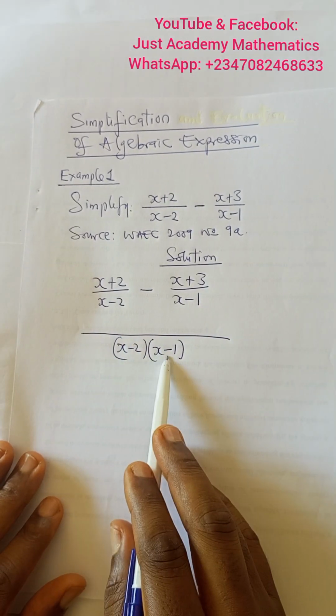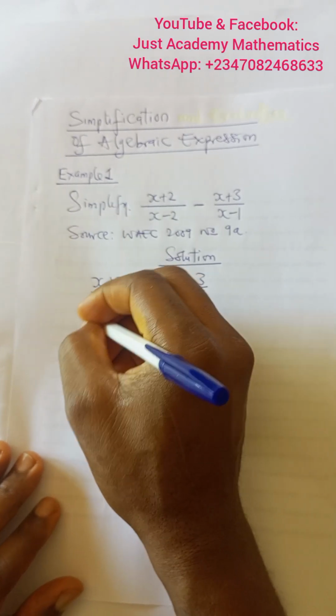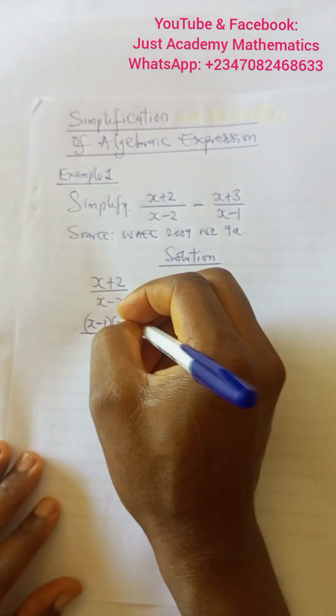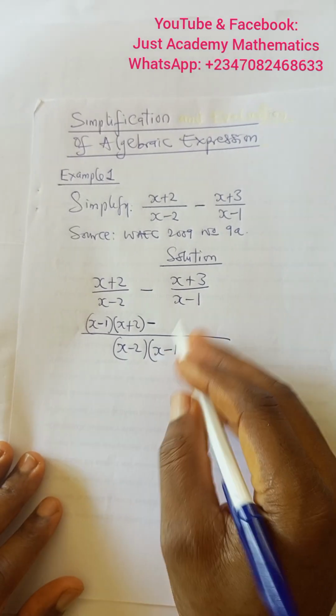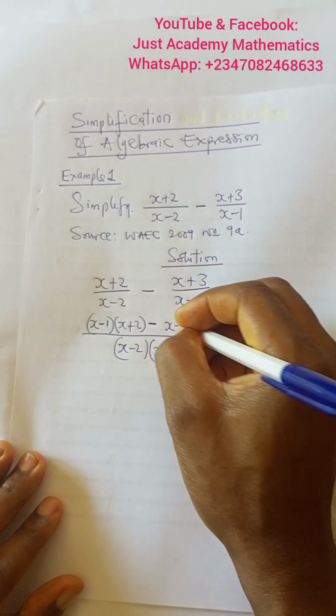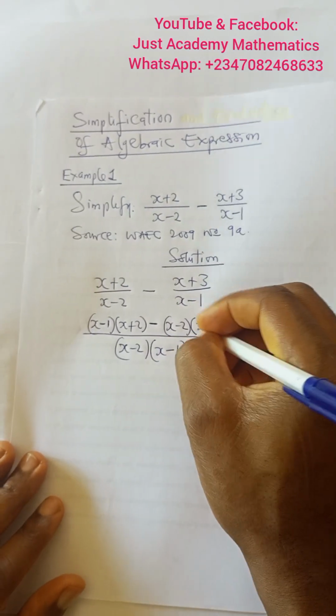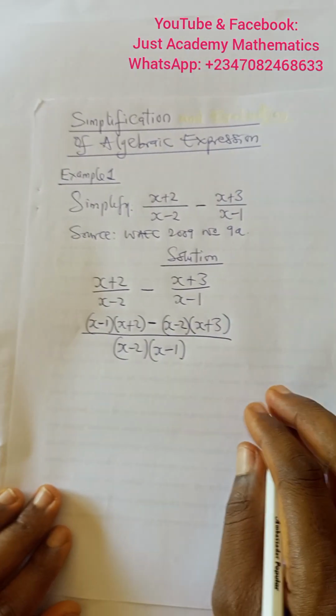So this going into the LCM will give us this. This will times this. That is, x minus 1 will be timesing x plus 2. Then this minus, look at it here. When this goes into this, this will cancel this. We are left with x minus 2. So x minus 2 will be timesing x plus 3. So we just expand in order to get our answer.